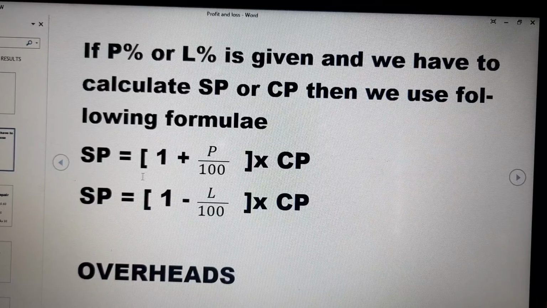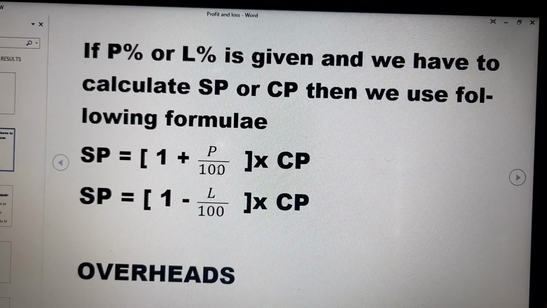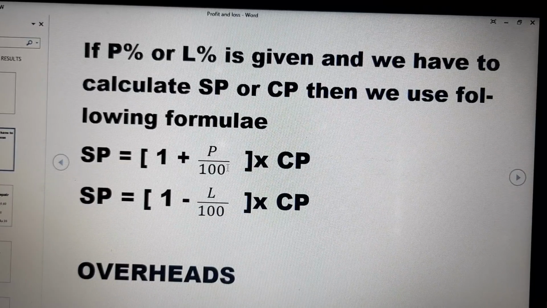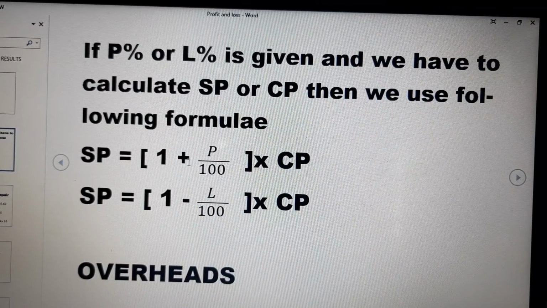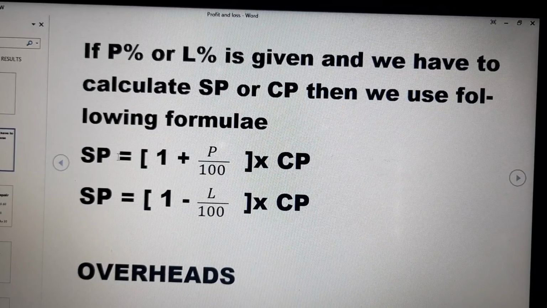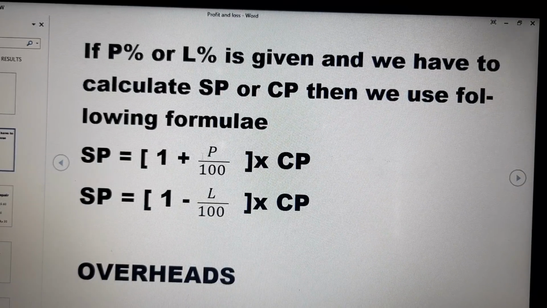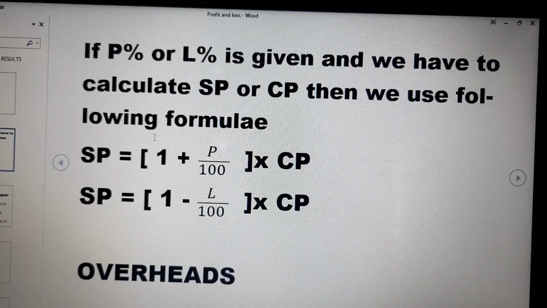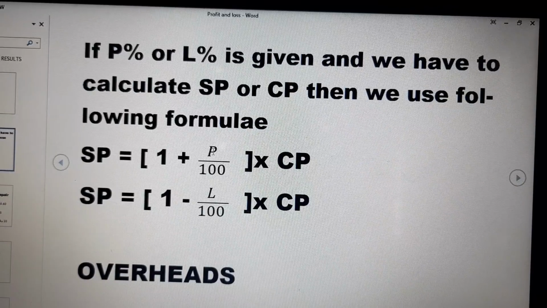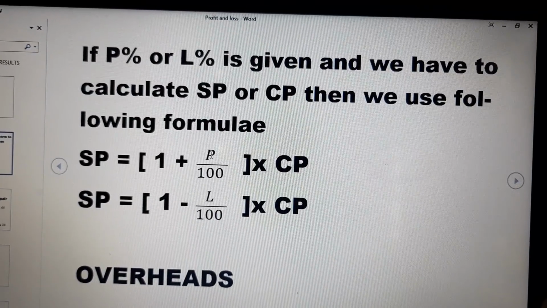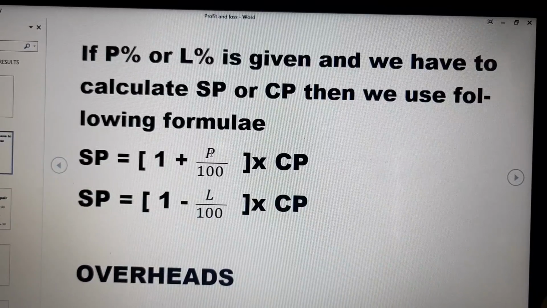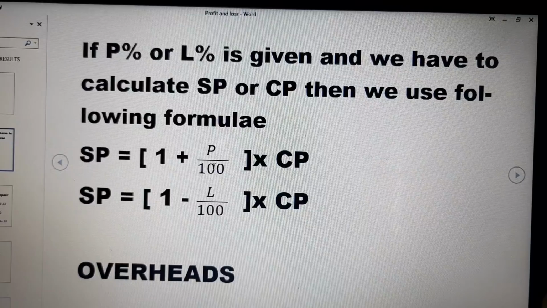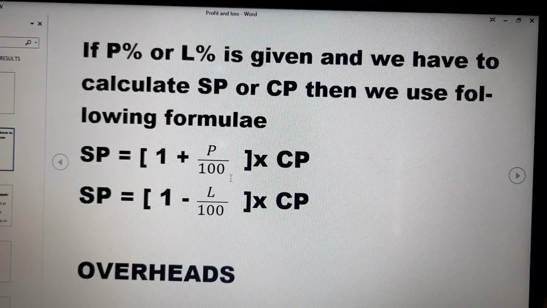Likewise, the same formula can be used in this way also. If we take LCM 100, then it becomes selling price is equal to 100 plus profit upon 100 into CP. Remember that you have to write this profit as a percentage number. Meaning if it is 8% profit, then we will write 8. We will not write the percentage sign because it is already taken care of in the formula. We have already written upon 100.